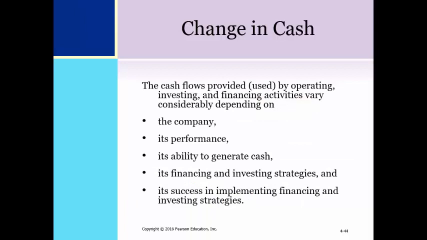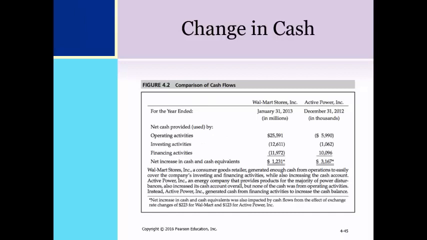Each company will have its own strategy for operations that will affect the cash flows provided or used in operations, investments, and finances. It is important to understand the company's strategy as well as its success in implementing the strategy over time. Comparing two companies such as Walmart Stores Inc. and Active Power Inc. shows the differences in the companies' statements of cash flows.